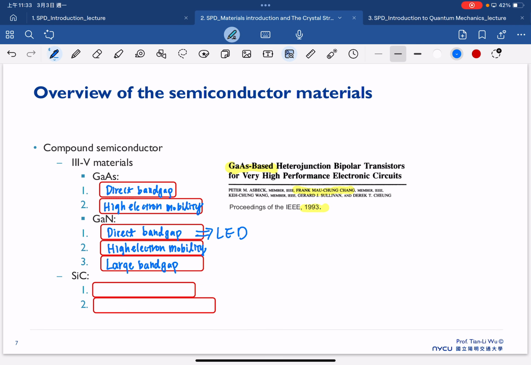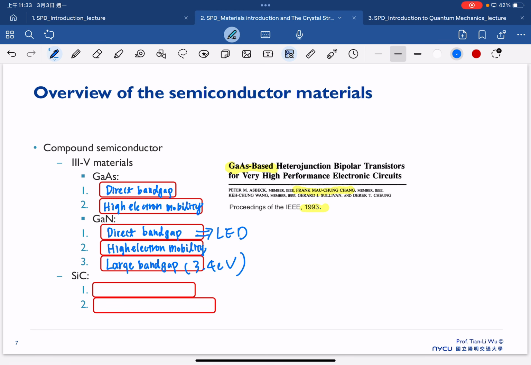It has the large band gap, which is 3.4 electron volts here. And we will talk about what would be the advantage that the semiconductor material has a large band gap.